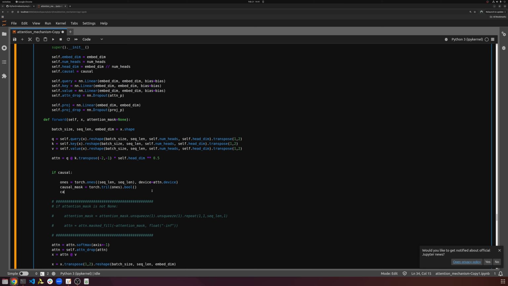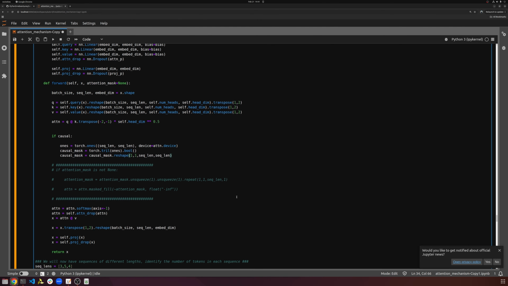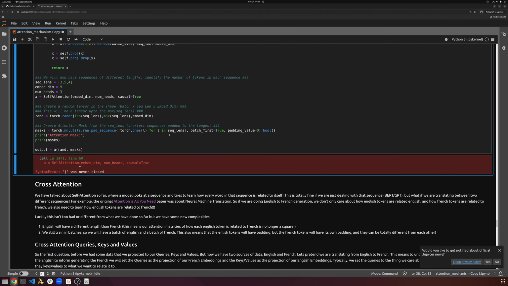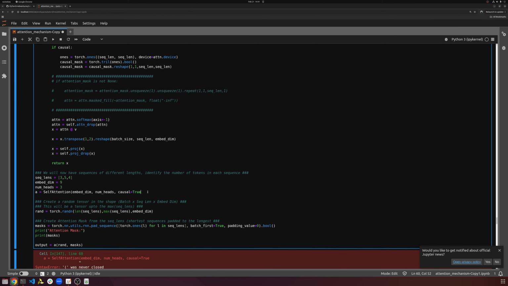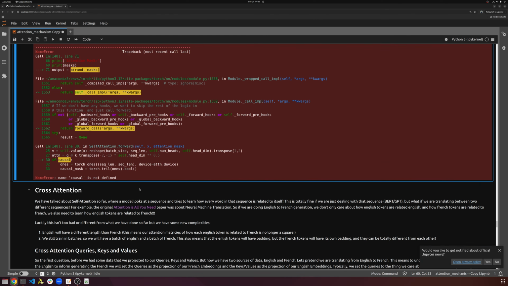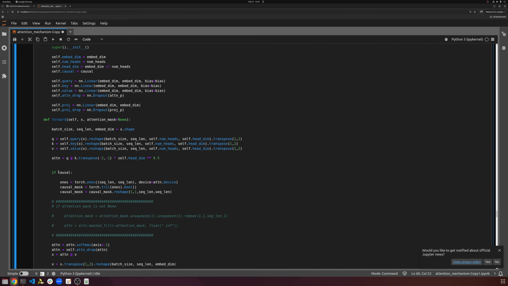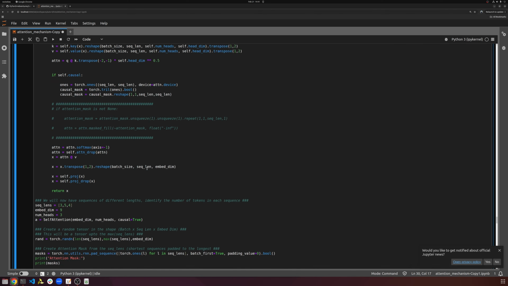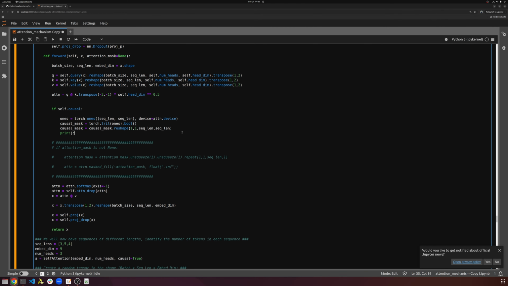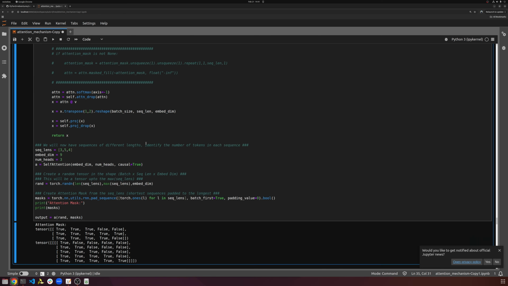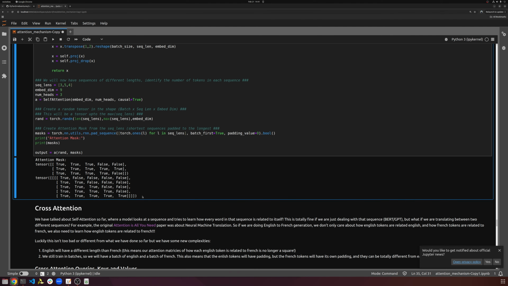And just like before, causal mask is equal to causal mask.reshape. We're going to add in extra dimensions, and reshape it to 1 by 1 by sequence len by sequence len. And if causal, actually, you're right, this should be if self.causal, because it's a class variable. We can then print causal mask, and you will see that this causal mask has been created like this.